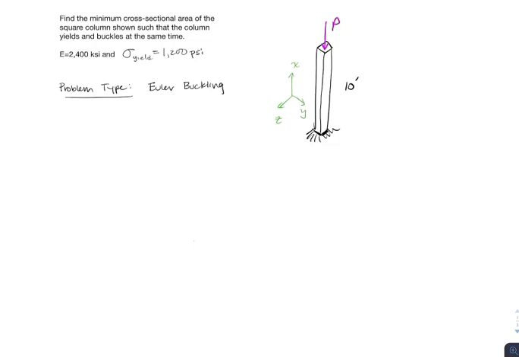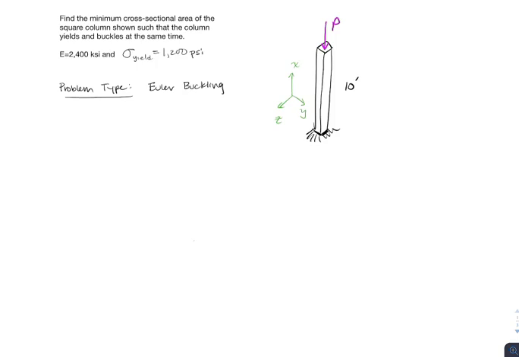In this video, we are going to solve another Euler Buckling problem. And so this problem statement asks us to find the minimum cross-sectional area of the square column shown such that the column yields and buckles at the same time. So we're given what the elastic modulus is and also the stress at the yield point of our member.